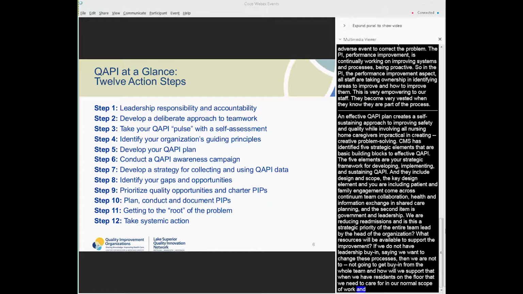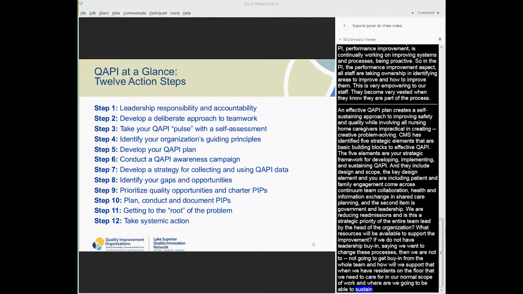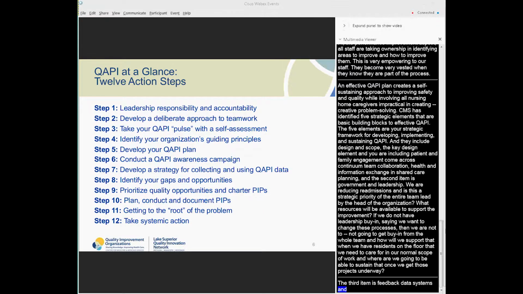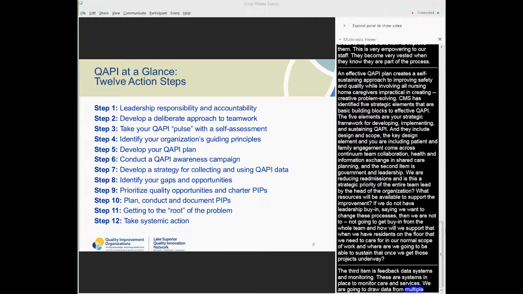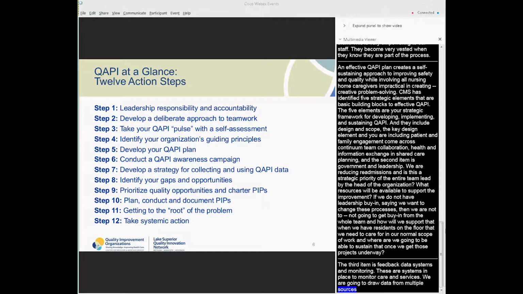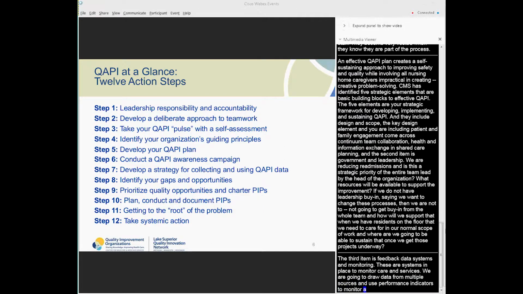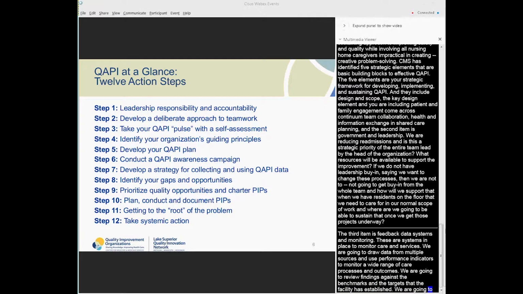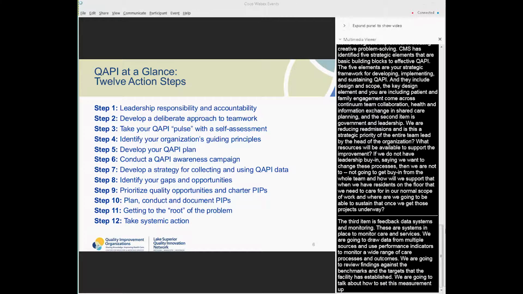The third item is the feedback data systems and monitoring. These are systems in place to monitor care and services. We're going to be drawing data from multiple sources and using those performance indicators to monitor a wide range of care processes and outcomes. We're going to review findings against the benchmarks and the targets that the facility has established. So we're going to be talking about how to set those measurements up. And then we're going to track, investigate, and monitor adverse events. So while we're improving our processes, we're also continuing the care that we've been providing all along and actually identifying those processes that are part of quality improvement.